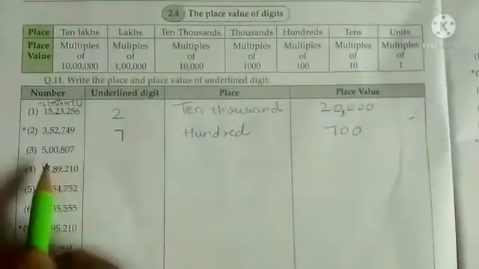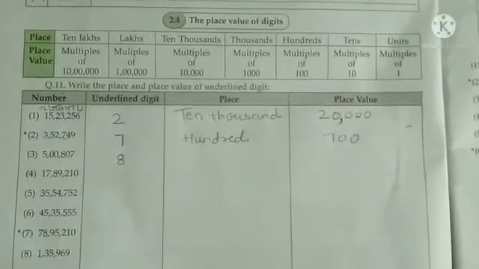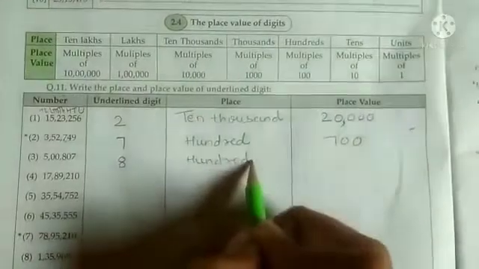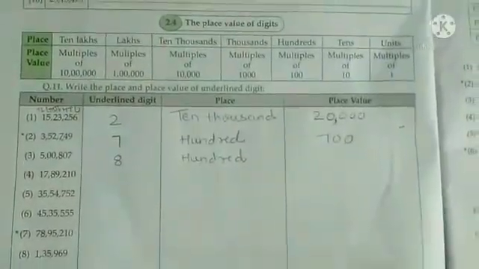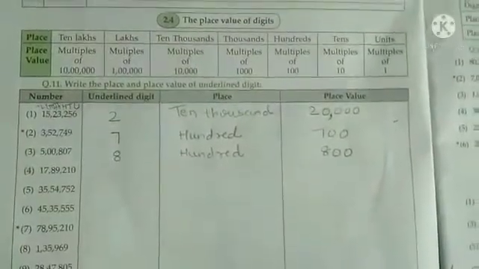Now the third one. Here the underlined digit is 8. Now again 8 is in which place? 8 is in 100 place. So you write down here 100. Clear? Now what is the value of that 8? That is 800. Clear, students?